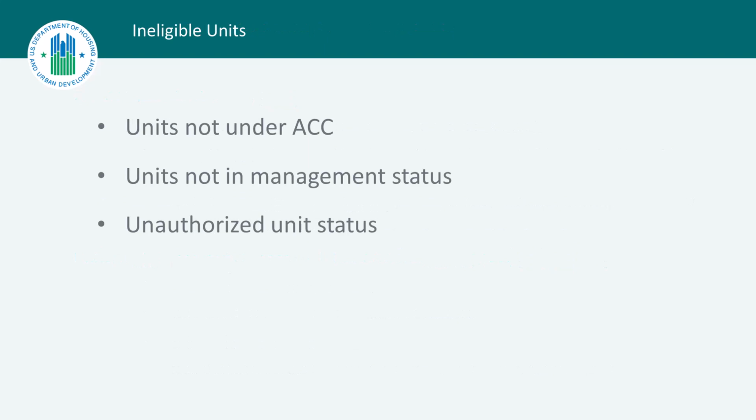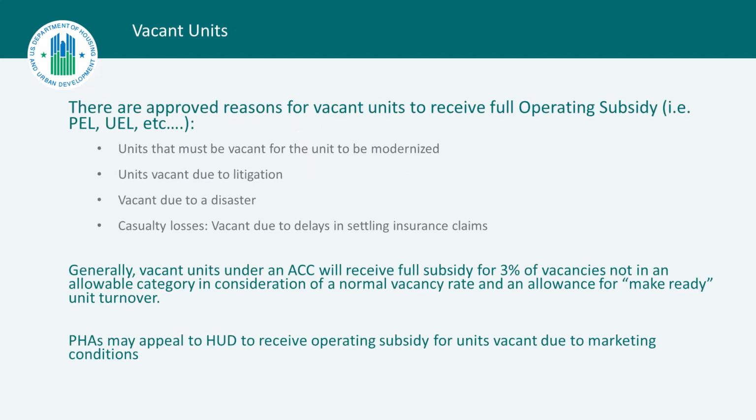Units not under ACC or in management status are ineligible to receive operating subsidy, as are units in an unauthorized unit status. As mentioned, vacant units generally do not receive full operating subsidy unless the vacancy is in an allowable category and is approved as such by HUD. Units that are not eligible for full operating subsidy receive eligibility only for the IT fee and for an asset management fee if they qualify, meaning comply with asset management requirements.